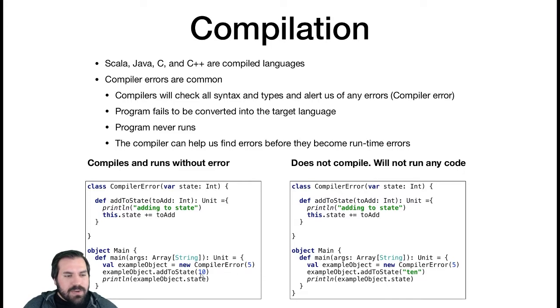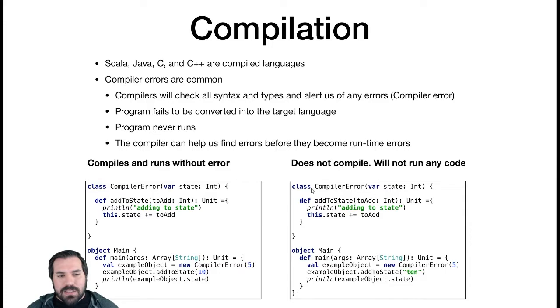This is going to run exactly the same, running the same code, but in Scala, we start with 5 and we try to add 5 and 10. Everything runs fine. This compiles, this runs. Everything's fine, prints out adding to state, prints out 15. If we change this from the int 10 to the string 10, now this program will not run at all. It will not do anything.